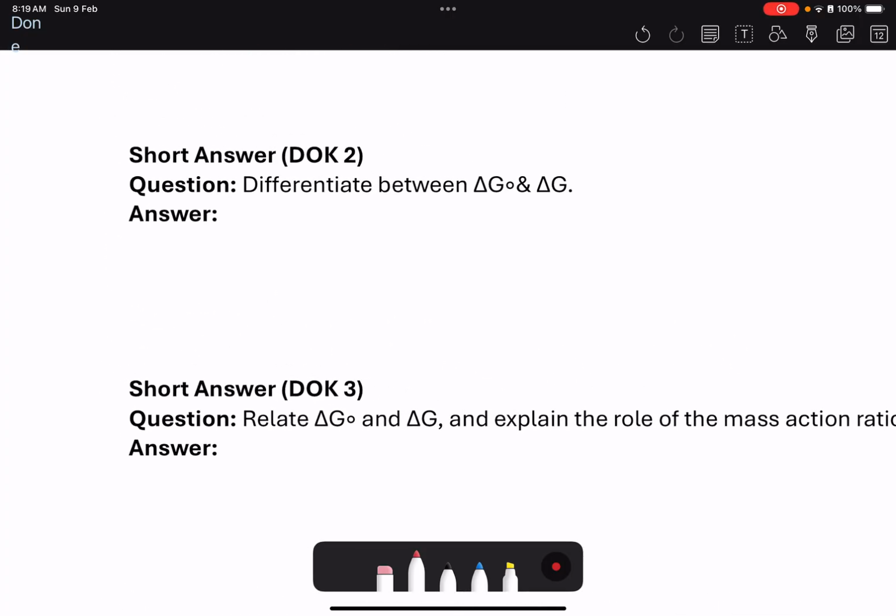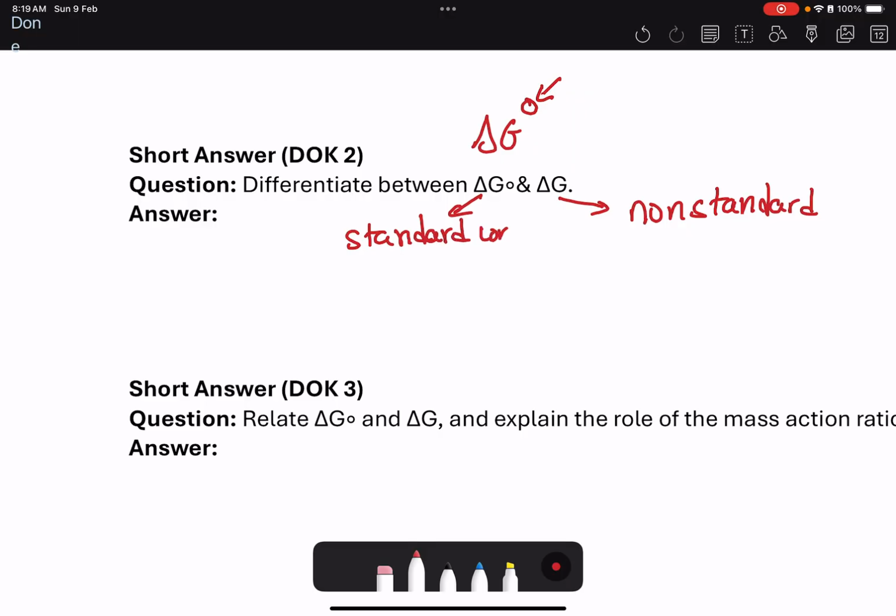What's the difference between delta G standard and non-standard? So delta G standard, you will see this sign on it. So this is at standard conditions.